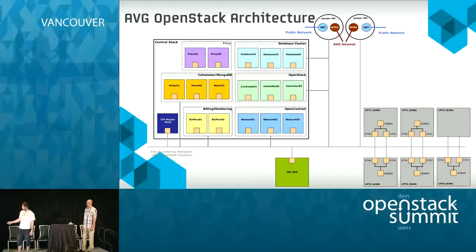At the bottom is NFS, which is from EMC. It is for the Glance image repository. And in compute nodes, we have just one network, which is called Cloud Underlay Network, and we are using MPLS over GRE encapsulation. Each server has 10 gigabit ports and bonding inside.